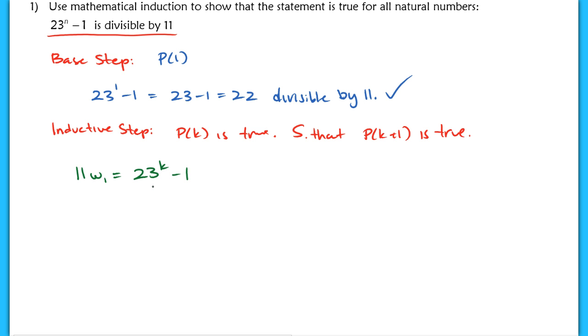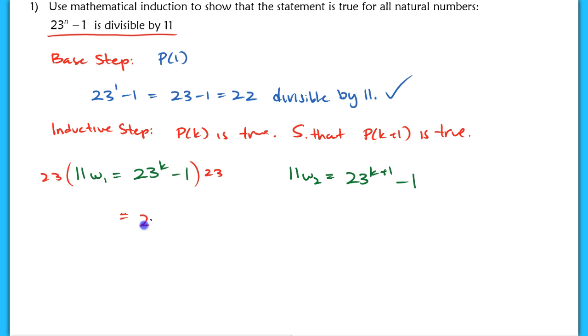Now, our p of k plus 1 is going to look very similar, but instead it's going to be a different whole number, so we'll call that W2. That's equal to 23 to the k plus 1 minus 1. And now we'll work on our p of k to try to make this look like this. So let's work on the left-hand side. Now we want to match exponents here, so we're going to use that trick again. So I'm going to multiply everything here by 23 on both sides.